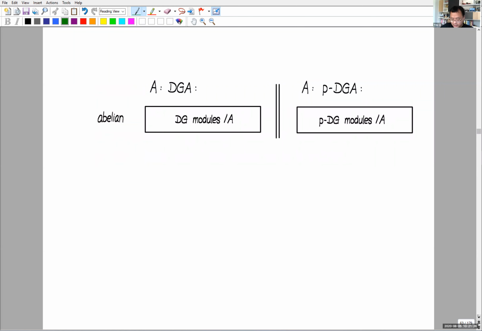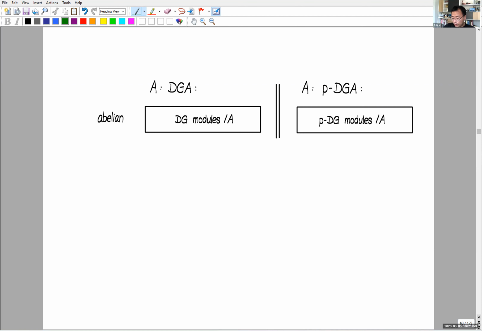So now let's draw the analogy between the usual differential graded algebras and the p-differential graded algebras. Starting with the DGA or PDGA, you can consider the abelian category of DG modules or PDG modules. These are abelian categories. You can form tensor products, direct sums, grading shifts, and so on, and kernels and cokernels in these categories are well defined.